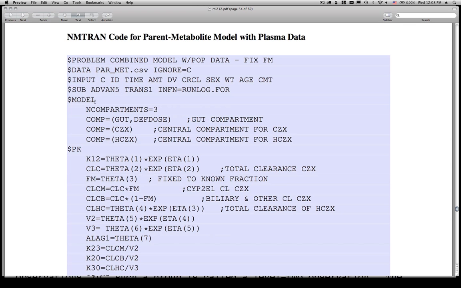So in specifying the model here, we have 3 compartments. They're named gut, CZX, and HCZX. These are just to label your output in the NONMEM output file. The gut compartment is the default for dosing as well. But notice that we have the CMT data item, which will allow us to specify which compartment, and that essentially overrides any of the default statements.